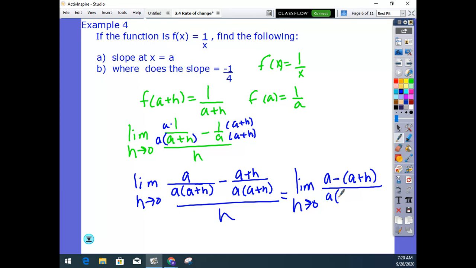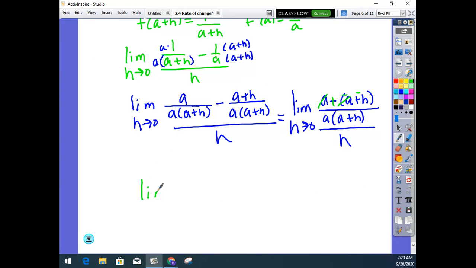Let's put it all over the same denominator. Now, when we distribute that negative, the a's cancel, and I'm left with the limit as h approaches 0 of negative h over a times a plus h all over h over 1. We now have a complex fraction.